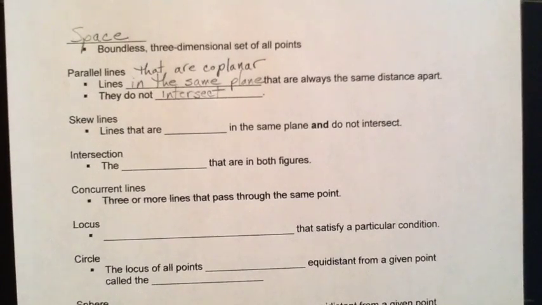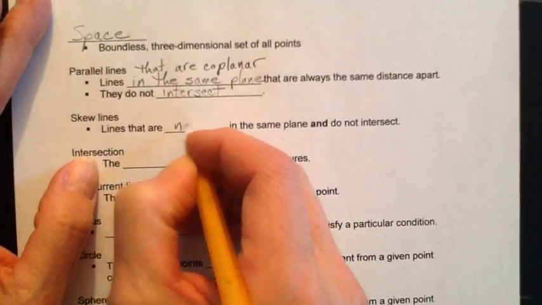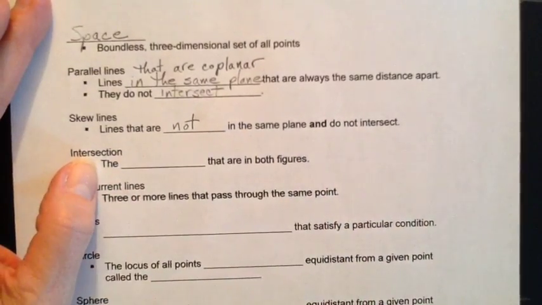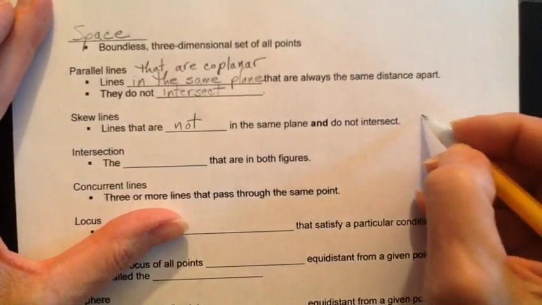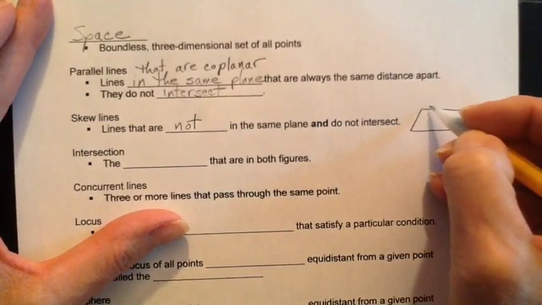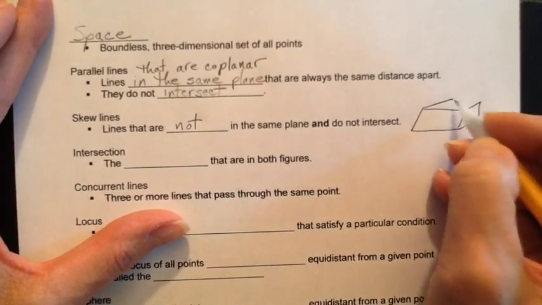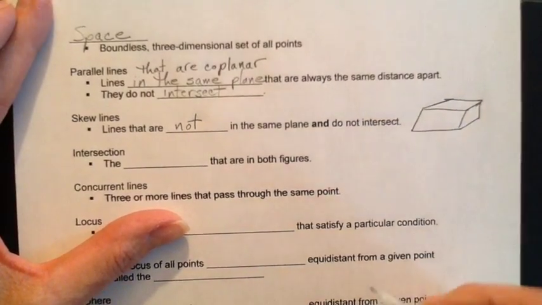The next term, skew lines. They also do not intersect. Well, if parallel lines are in the same plane, then skew lines must be in different planes. So lines that are not in the same plane. And let's take a look. Let's say I had a box. Not a very neat box here.